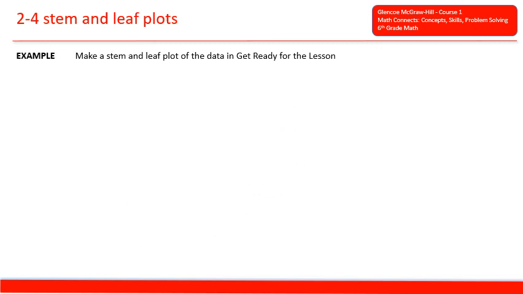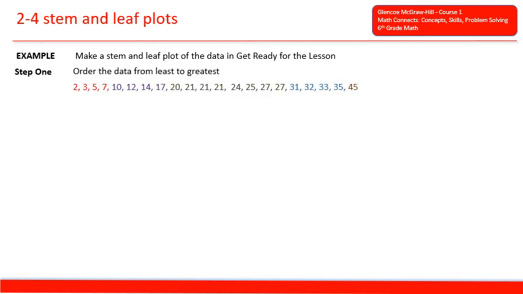So, example: instant messaging, make a stem and leaf plot of the data. Step 1, order the data from least to greatest, and we've done that. I didn't put the table here again, but if you look on page 92 in your textbook at the very top, you'll see the table that we took this from. Notice that I've color coded the numbers, and you'll see why in a moment.